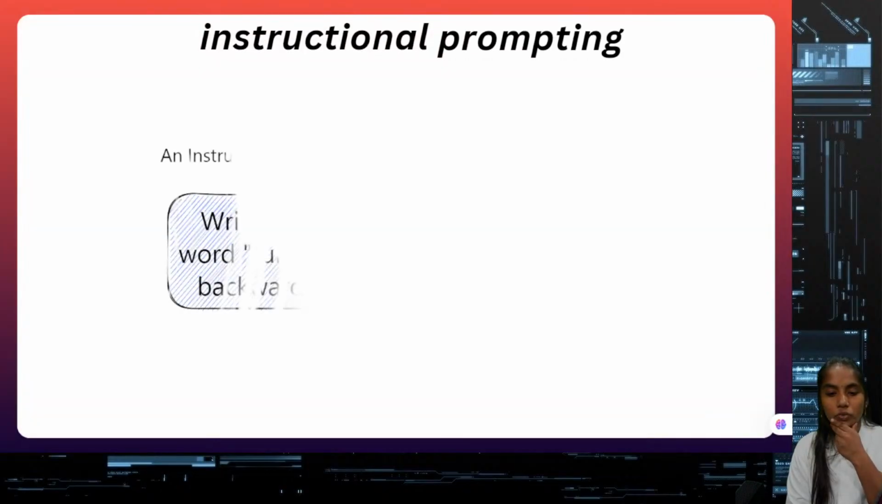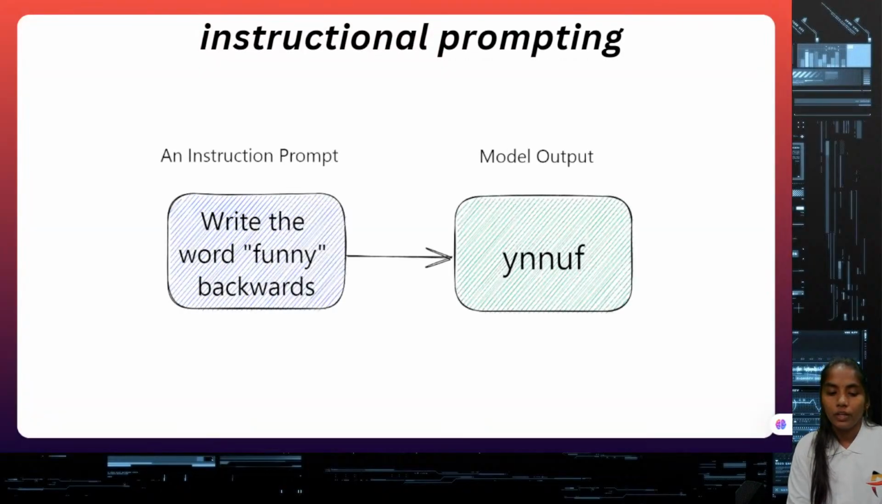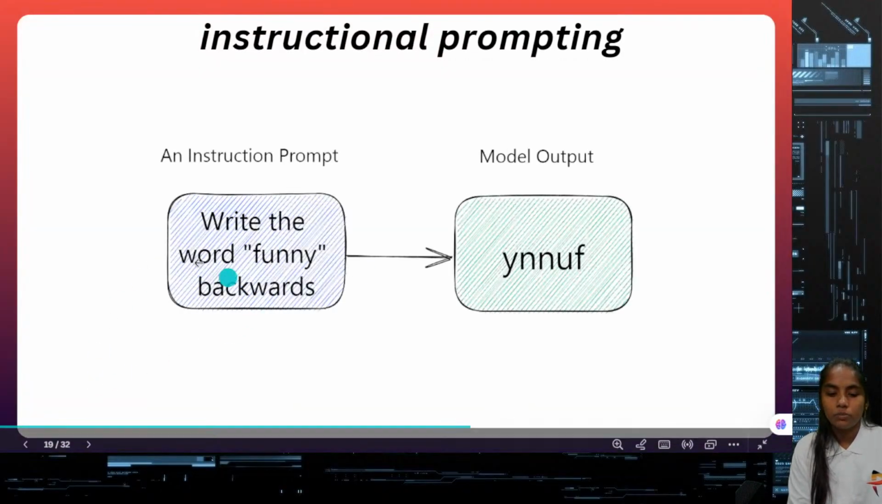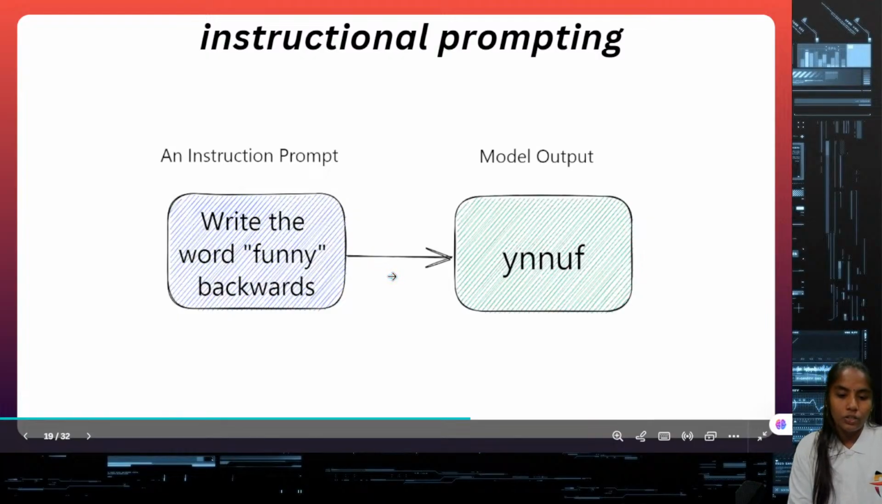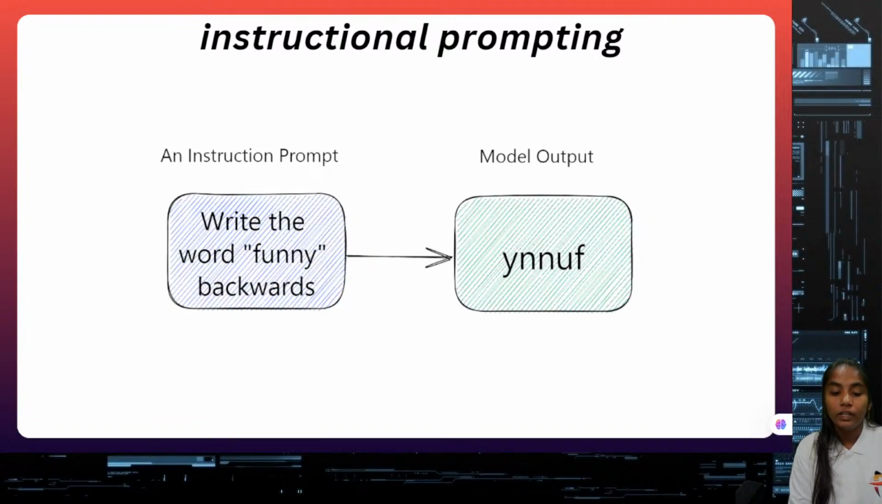Coming to the next one, instructional prompting. You can understand by seeing this picture also. I'm giving the instruction: write the word funny backward. I'm giving some instruction. Okay, so I need it like this, you just follow it and give me the answer. So I'm asking like that, just giving some instruction to the prompt, then it should work and give the output.